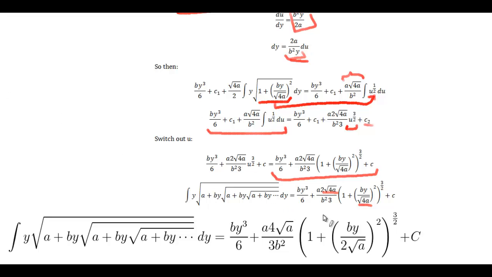So, as I was saying earlier, we can simplify this by just noticing that the square root of 4 is 2, and we can pull out those factors here onto the outside to simplify our roots. And that gives us a very nice closed expression for this integral here.